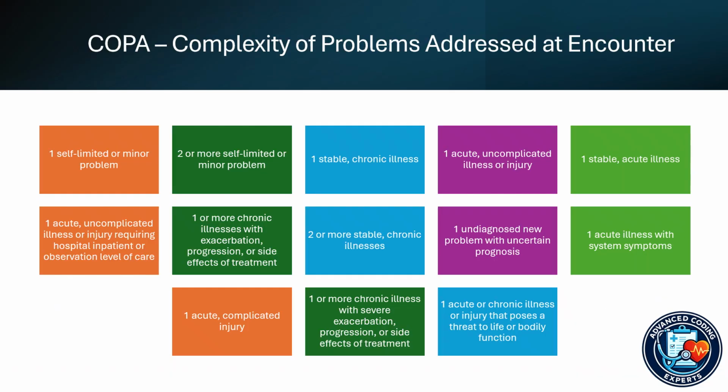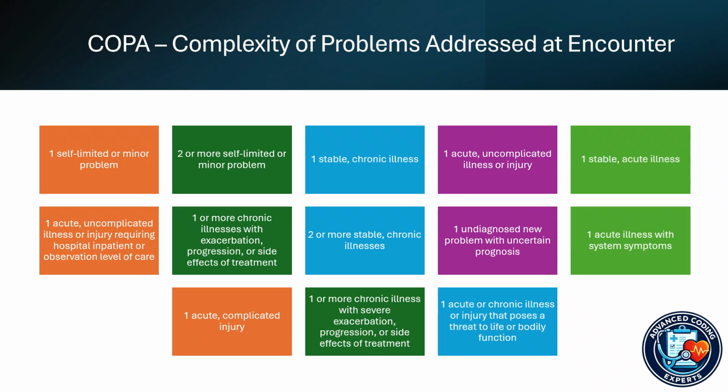The number and complexity of problems addressed during the encounter is often referred to as COPA, complexity of problems addressed at the encounter. In this section, you have what I call buckets that things can fall in. On this slide, you will see all of the buckets listed in this column on the MDM grid. The AMA E&M guidelines will go into very detailed definitions of what each of these are. The link will be provided at the end of this.